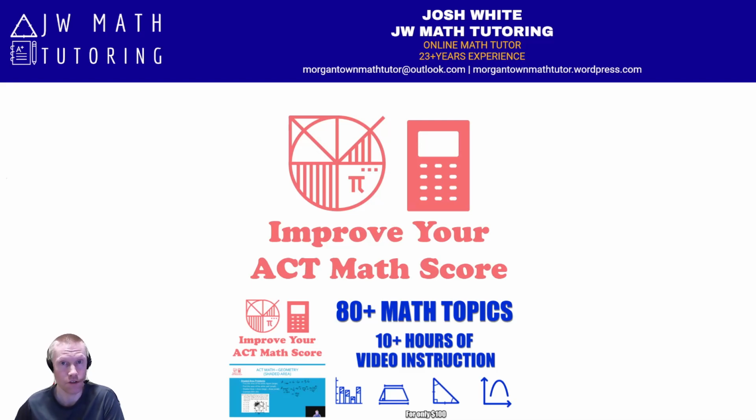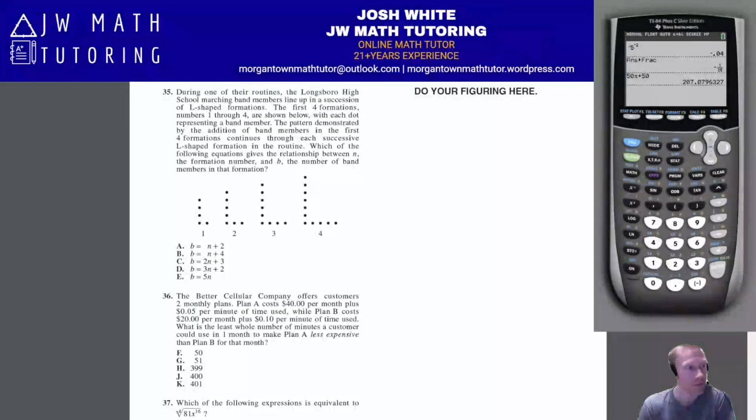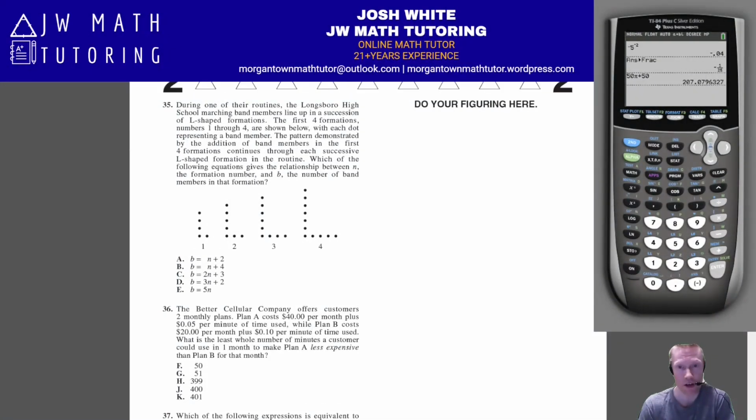Anyways, here are the solutions to these 6 hardest problems. Moving to the top of the next page, we have problem number 35. And here you have this band thing where they're forming these different formations in the shape of an L.